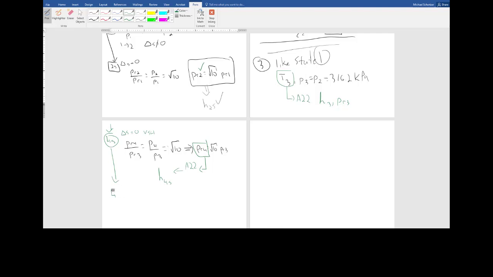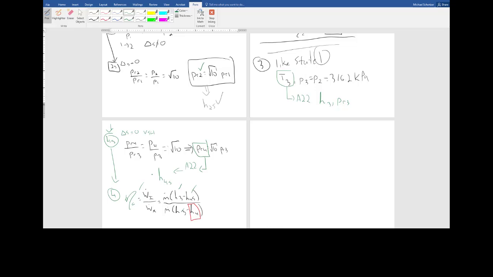Now I can go to state 4. Again, I'm going to use the compressor efficiency. This is going to be my ideal compressor power divided by my real compressor power, or m dot times the ideal, which would be H3 minus H4S, divided by m dot times H3 minus H4. The thing that I'm trying to find here is H4. And now I know H3, I know H4S, and they told me the compressor efficiency.